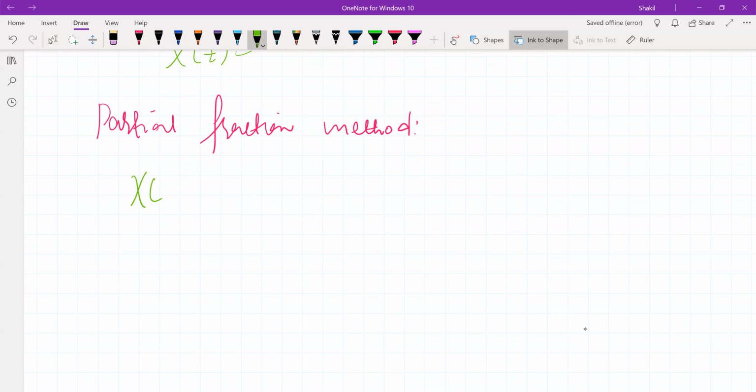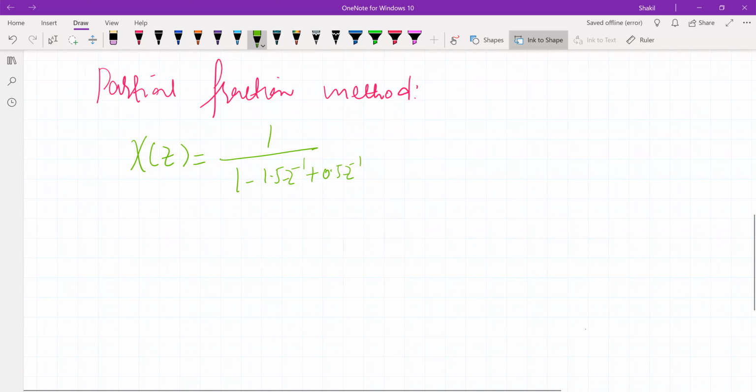Let's suppose x of z is given to us, and x of z is 1 by 1 minus 1.5 z inverse plus 0.5 z inverse squared. So this is the Z transform of some sequence. What will be x of n using this partial fraction method?